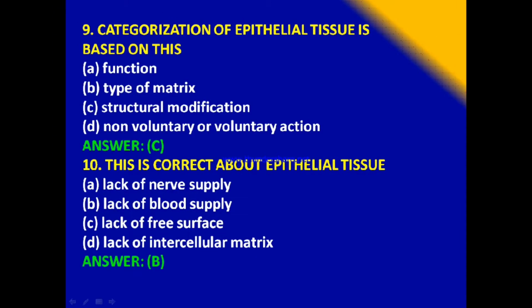Categorization of epithelial tissue is based on this: function, type of matrix, structural modifications, non-voluntary or voluntary action. So, the right answer is option C, structural modifications. This is correct about epithelial tissue: lack of nerve supply, lack of blood supply, lack of free surface, or lack of intracellular matrix. So, which is the correct statement about epithelial tissue? Lack of blood supply is the correct statement about epithelial tissue.